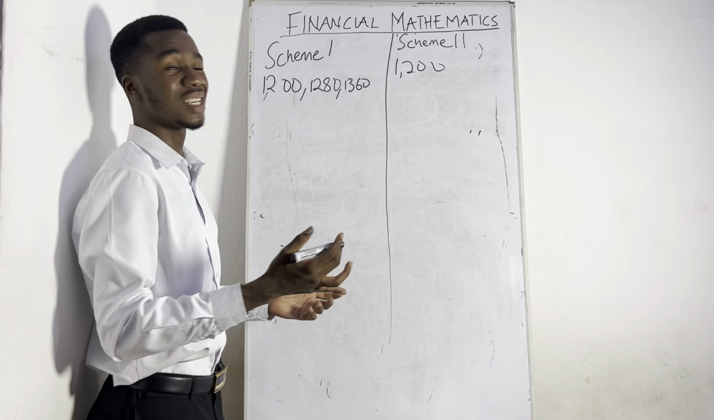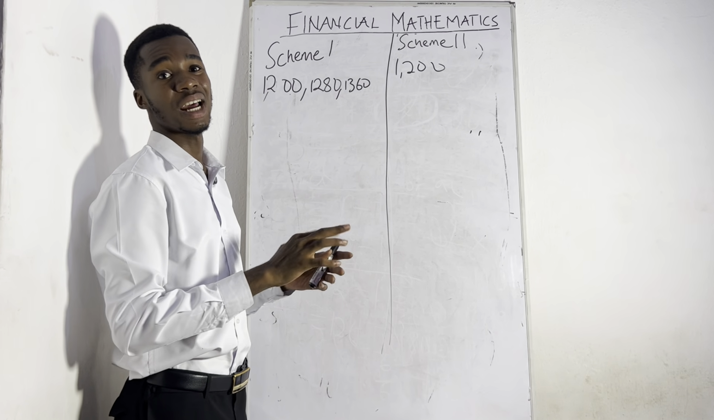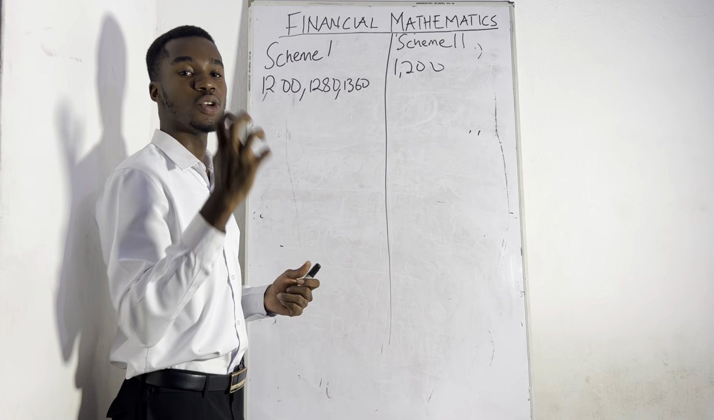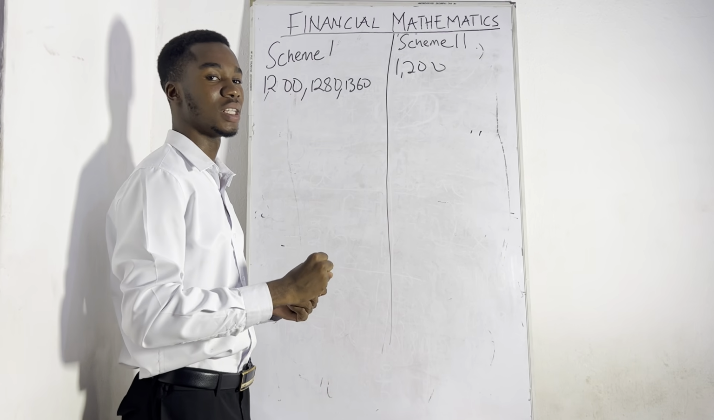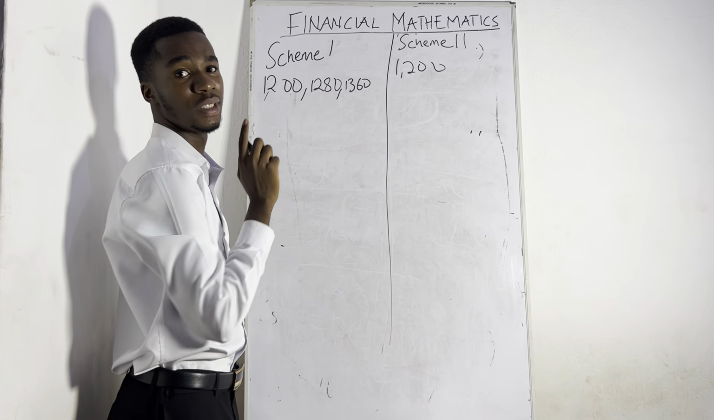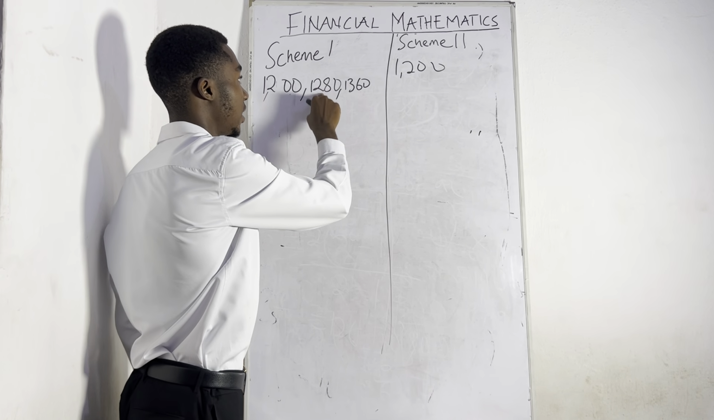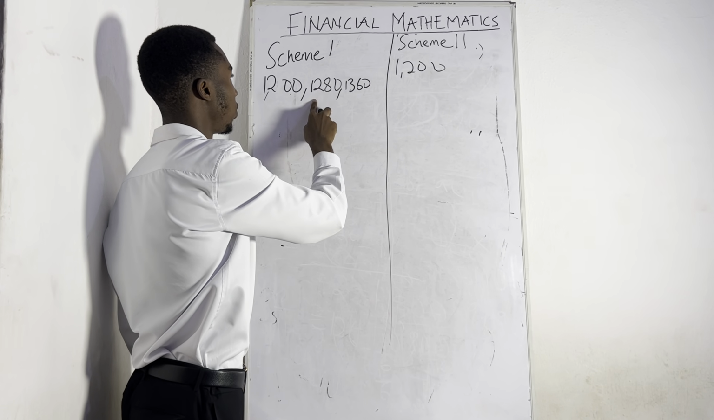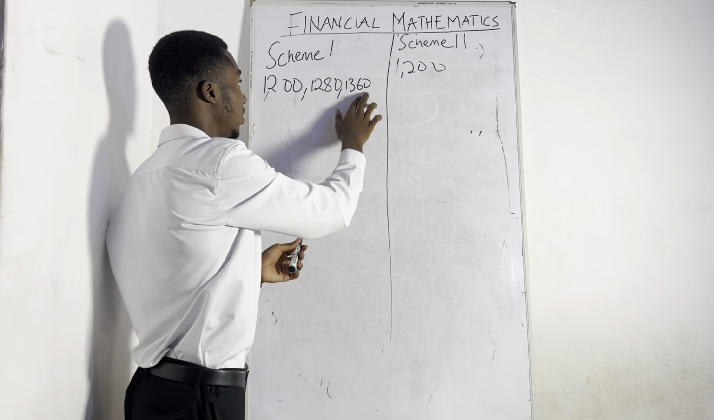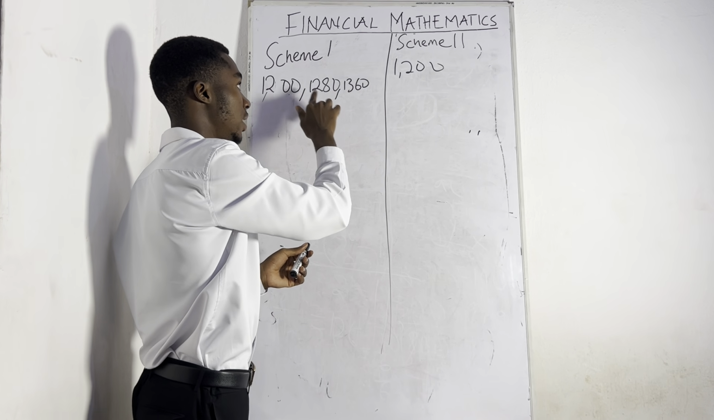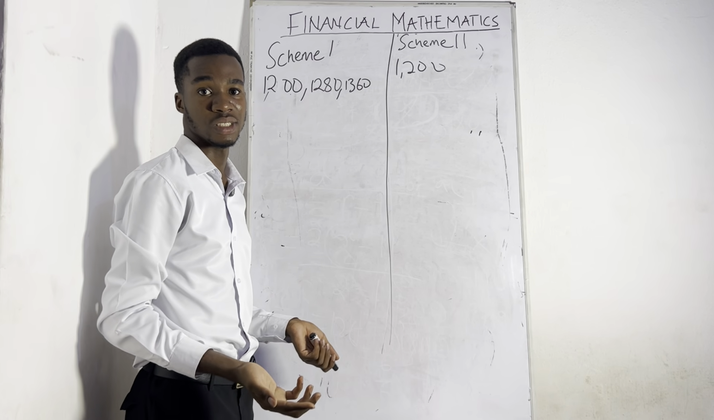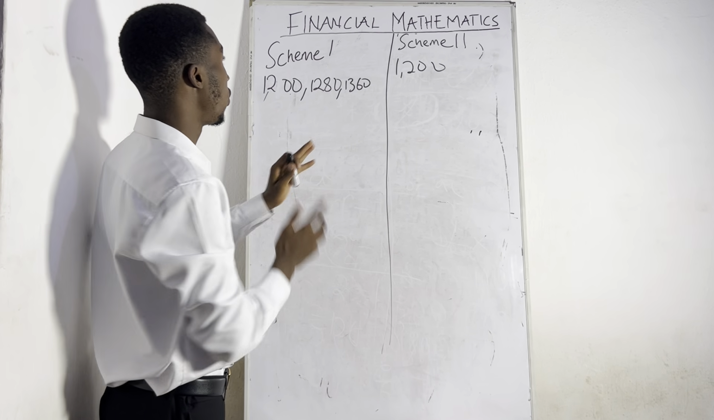You get it? And since you just keep on adding, we know that this is an arithmetic progression. Because I said for an arithmetic progression, it has a common difference. You are adding by the same number. So since it has a common difference, this minus this should give you the same value as this minus this. So 1,280 minus 1,200 will give you 80. Similarly, 1,360 minus 1,280 will give you 80. So when you see anything like this, just know that it's an arithmetic progression. You get it? Now let's go to scheme 2.